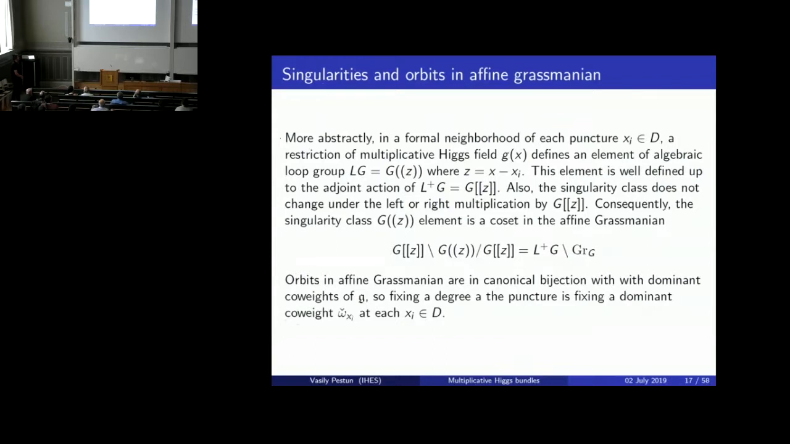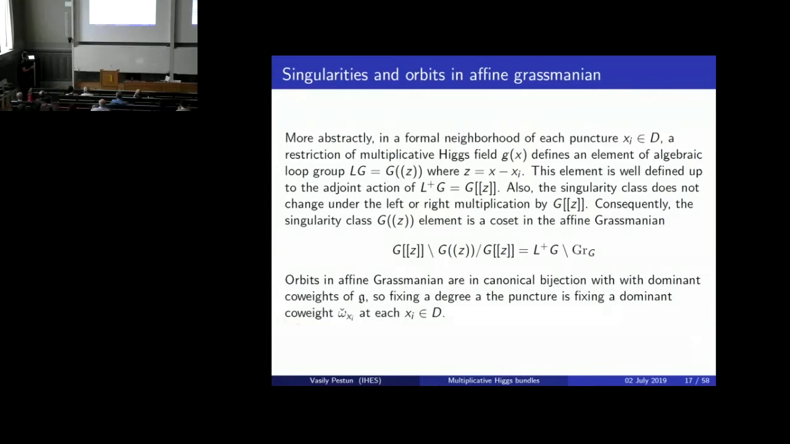Now, this is a more abstract presentation for mathematicians. In a formal neighborhood of each puncture, a restriction of the multiplicative Higgs field defines an element of the algebraic loop group, that's G((z)), where z is the difference between x and xi. This element is well defined up to the positive part of the group, G[[z]], and the singularity class doesn't change under left or right multiplication by G[[z]].